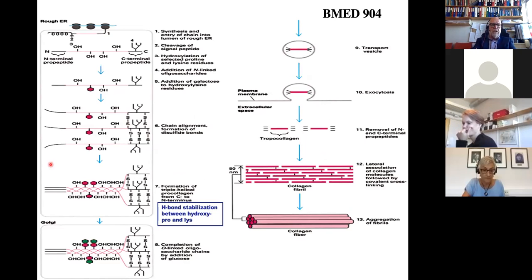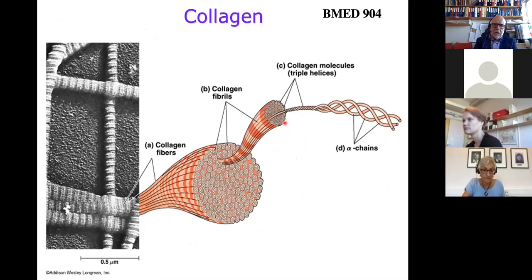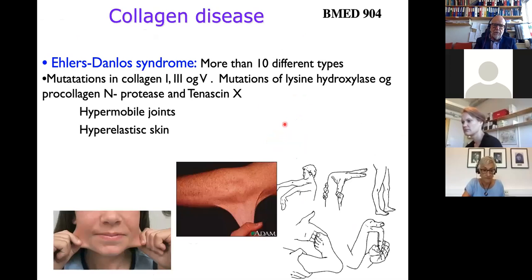And this is a schematic illustration of the synthesis. Here you see the hydroxylation, and in the Golgi we have glycosylation. Here the collagen is secreted. Here the propeptides are cleaved off. The mature collagen is called tropocollagen, which forms a fibril and then assembles further into a fiber. And this is another schematic illustration of fibrillar collagen. Okay, that was super short about collagen.